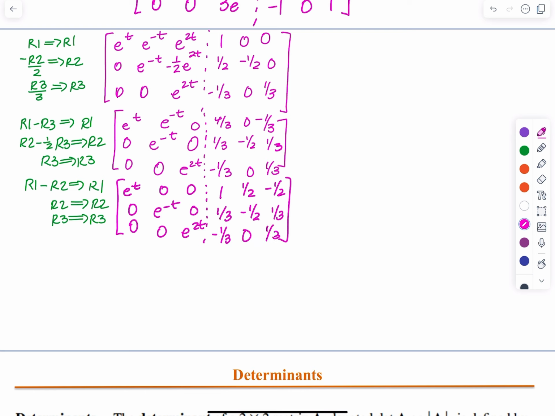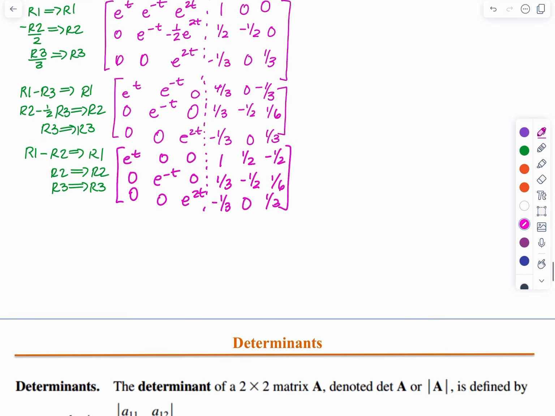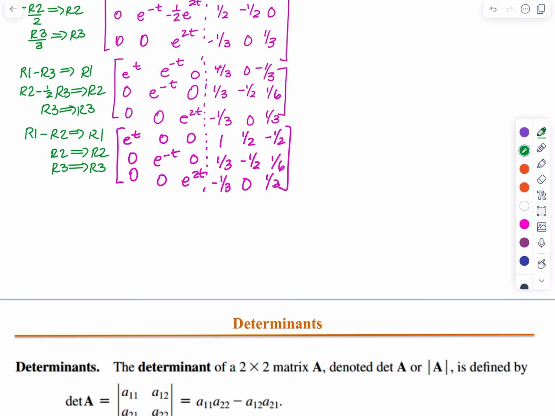And I think I had, this should be a 1/6. Now with this last multiplication, you can see here that if I multiply row 1 by e to the negative t and make that my new row 1, and e to the t multiplied by row 2, and then e to the negative t multiplied by row 3, now you see we have the identity matrix on the left when we do that.